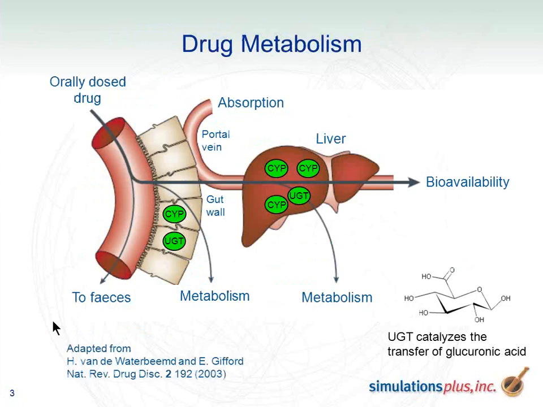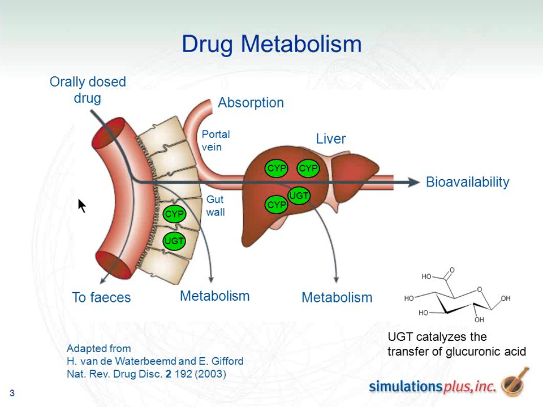This slide is an illustration of metabolism of an orally dosed drug. So let's say the drug is delivered or created in pill form, would be ingested, dissolve in the stomach, and then enter the gut wall in the intestine. The gut wall is made up of enterocyte cells.